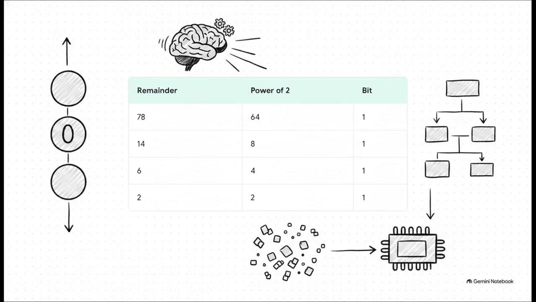The largest power under 6 is 4, so a 1 goes there. 6 minus 4 is 2. The 2 column gets a 1, leaving us with 0. Any column we skipped over just gets a 0, and just like that, we've perfectly deduced the final sequence, 1001110. Complex conversion, totally approachable.